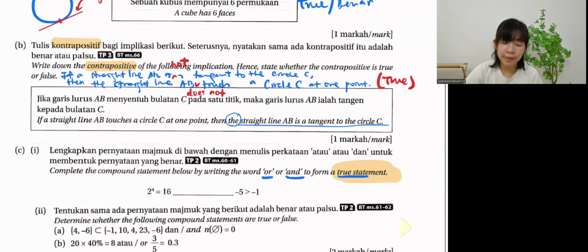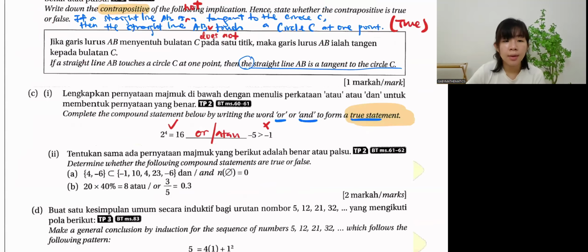So 2 power 4 is 16, correct? Negative 5 more than negative 1? Wrong. Negative 5 is smaller than negative 1. So we have to use or, atau, in order to make this thing true. Remember, when you got one wrong, you have to use or. So if you use or, this whole thing is considered correct.